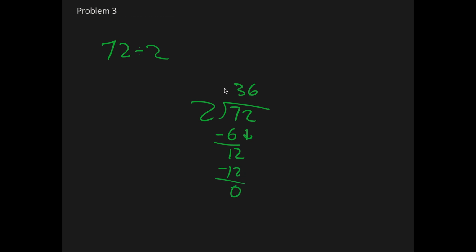So 72 divided by 2. We're going to do that this way. 72. 2 can go into 7 3 times. 2 times 3 is 6. It goes 1. Bring down the 2. 2 goes into 12 6 times, 12 and no remainder. So looks like our answer is 36.